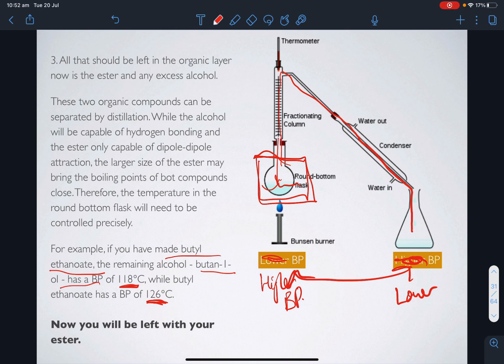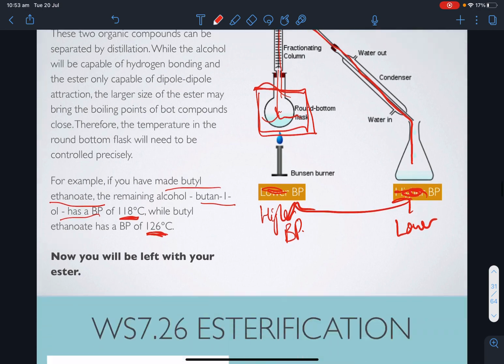So your ester will end up in one and your alcohol will end up in the other, but of course, before you do this, check your actual ester boiling point and check your alcohol boiling point online to see which one's going to be which. You might be able to smell the difference too, but don't sniff too hard.